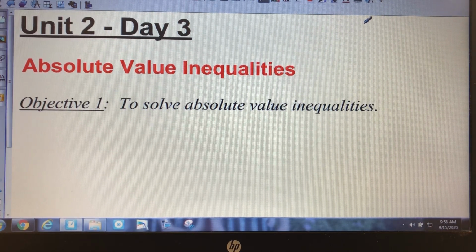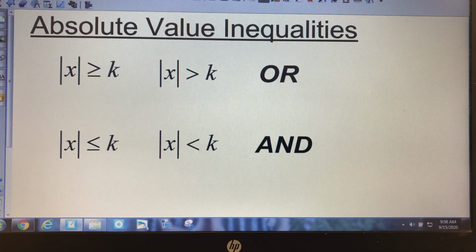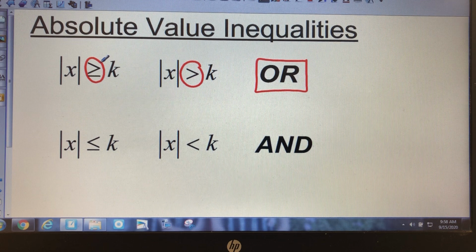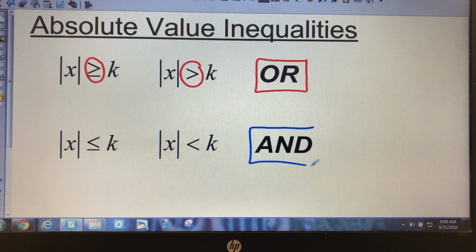Okay, we're going to start Unit 2, Day 3, Absolute Value Inequalities. So you can see the objective there is to solve absolute value inequalities. We have two important words that we need to always look for. Keyword is "or." That occurs when we have these two inequalities: greater than or equal to, or greater than. So think of that greater, that keyword is "or." And then the keyword is "and" if it's these two inequalities: less than or equal to, less than.